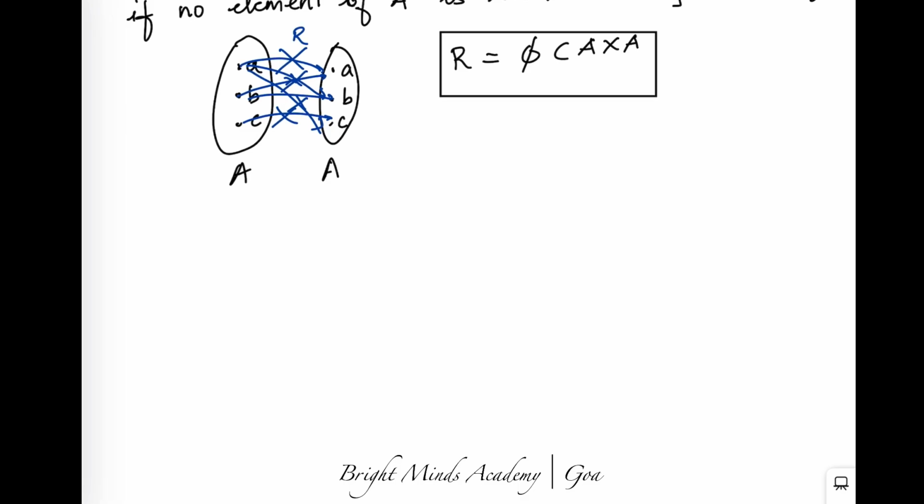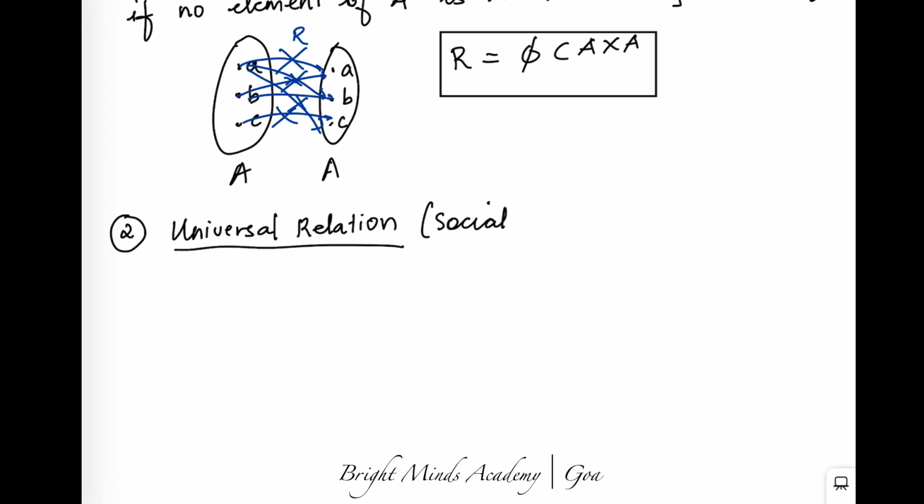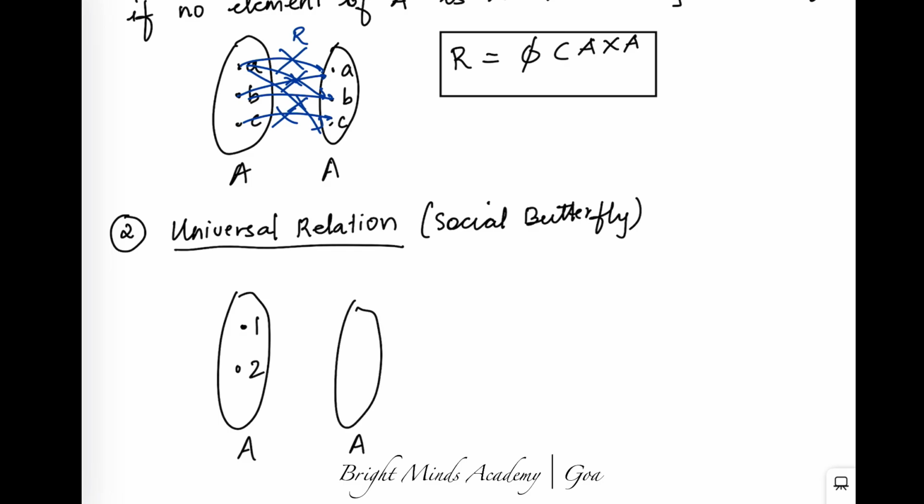The next type of relation that we have, the second one, is something called a universal relation. Now, universal relation is the exact opposite. Consider this as your social butterfly. Who's a social butterfly? Who's attracted to every single one? In that case, let's say you consider a set A having elements 1, 2, and the same set A having elements 1 and 2. Then here 1 is related to 1, 1 is also related to 2, 2 is related to 1, and 2 is also related to 2. So basically, every element of set A is related to every element in set A again.